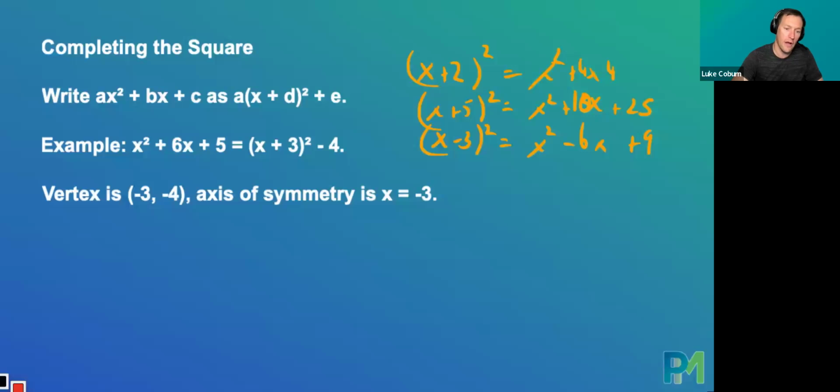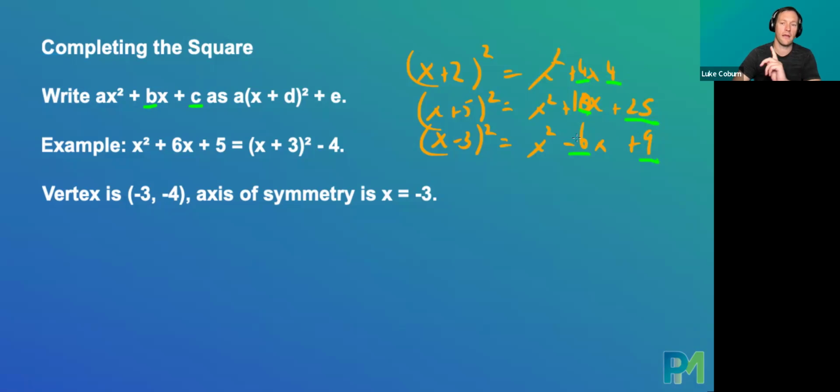So what you're looking at is the coefficients of your quadratic. You look at the b and the c, and you realize that the c is two numbers multiplied together, and the b is those same two numbers added together. See, this is 5 squared, this is 5 plus 5. This is minus 3 squared, this is minus 6, okay?